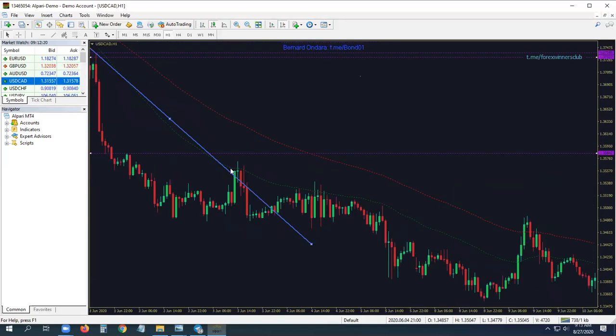Then as the market keeps going, I see this level, I see this level, I can draw another line and see whether there will be a trade.